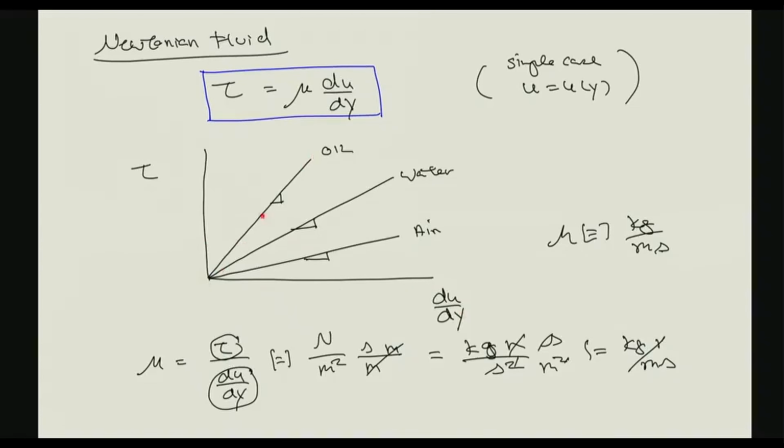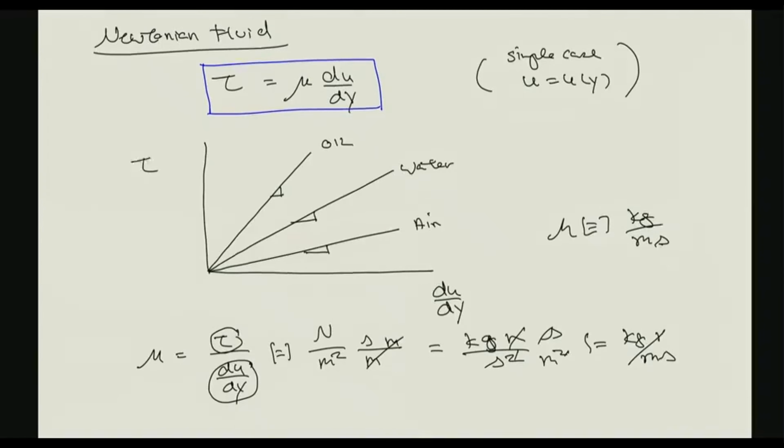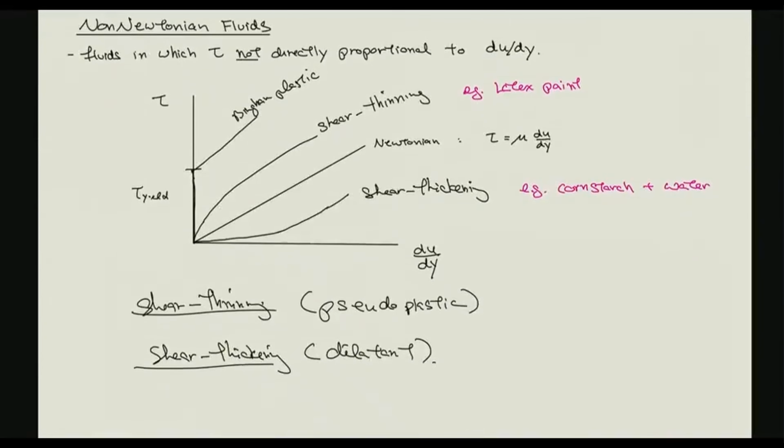So we would have a constant slope, and the slope would indicate the viscosity. So oil is more viscous than water, more viscous than air. Okay? And as I mentioned, for our class, we're going to always assume Newtonian fluid. Okay? But there are non-Newtonian fluids.